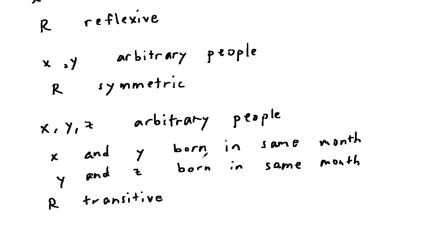In this example, we're combining all those people who were born in January into one group, and we're saying that any two people in that group are equivalent. Similarly, we're gathering all those people who were born in February into one group, and we're saying that any two people in that group are equivalent, and so on for all the 12 months.